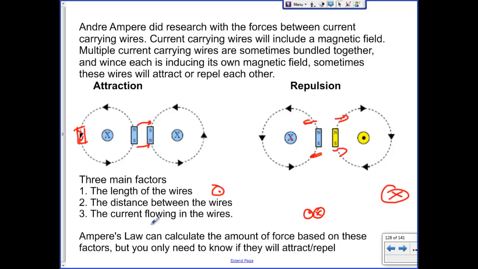Oh, you guys remember what current is again? That's a good way of putting it. Yeah, it's the amount of charge per time. I like to think of it as how fast they're moving. Right? It's how many particles will pass in a second.